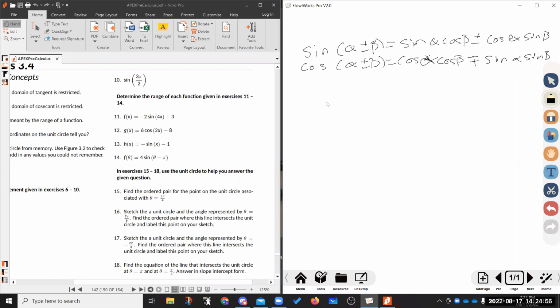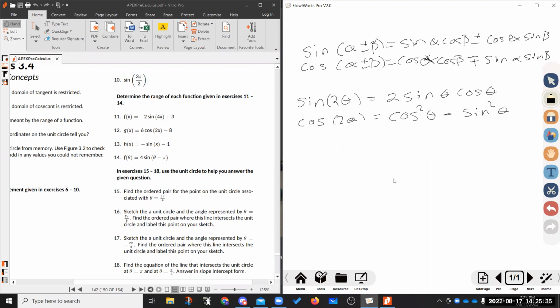That's going to lead us to some double angle identities. Sine of 2 theta, if alpha and beta were the same here, would be 2 sine theta cosine theta, and cosine of 2 theta, if these were the same here, is going to be cosine squared theta minus sine squared theta.